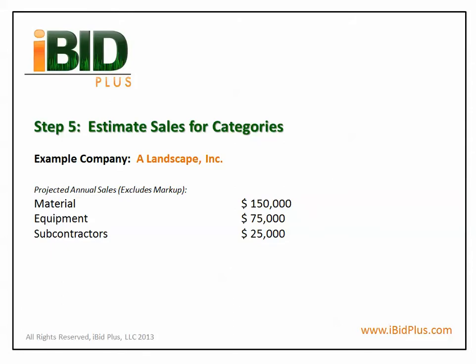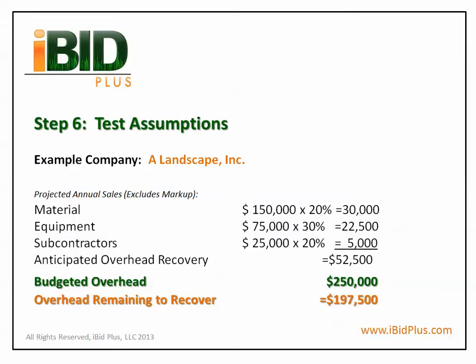Next, estimate the sales for each of these categories. Here, we anticipate materials at $150,000, equipment $75,000, and subcontractors $25,000. Thus, by applying the markups we selected in the previous screens, we calculate the following.